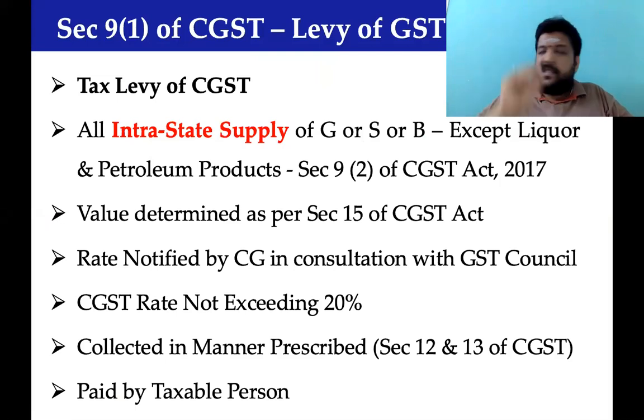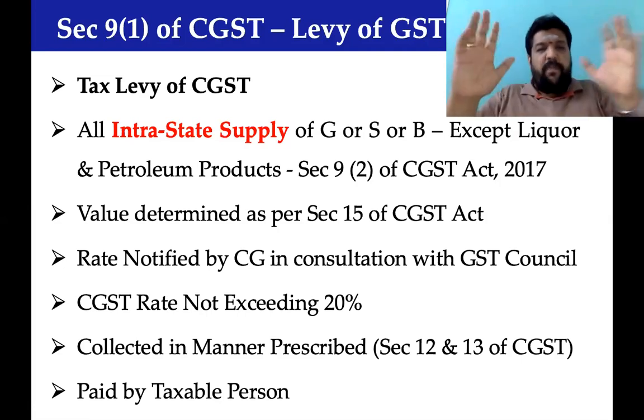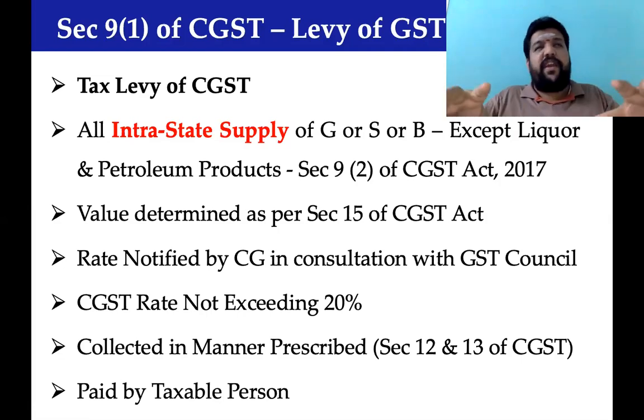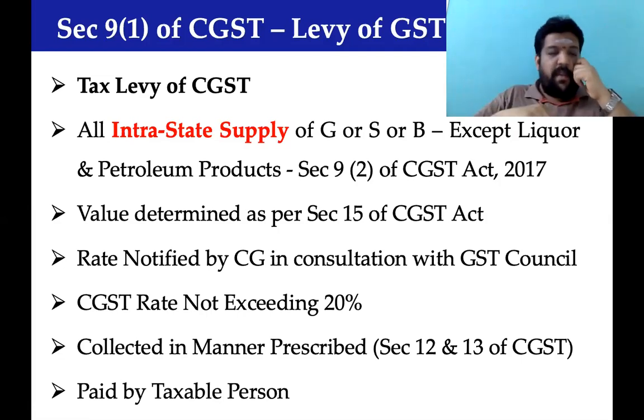Let me repeat. Supply. Then, what is the place of supply for this transaction? Then, what is the nature of supply for this transaction? The nature of supply only directs you whether it is an intrastate supply or interstate. So assume the transactions that we are going to take up are all intrastate supply. How to decide the levy? Very simple.